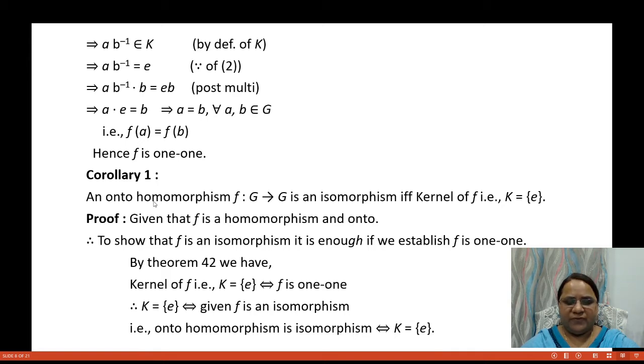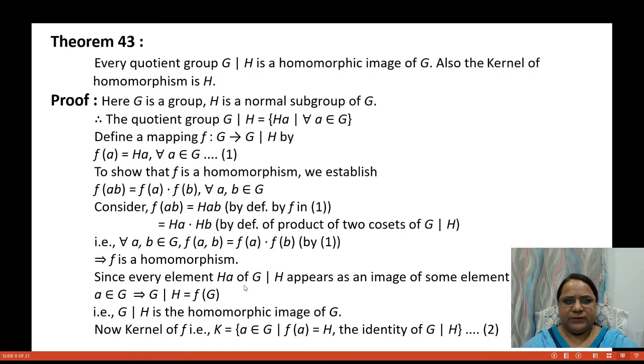Corollary: a onto homomorphism f from G to G bar is an isomorphism if and only if the kernel of f, that is K, is equal to e. Now we'll prove that given that f is a homomorphism and onto, to show that f is an isomorphism, it is enough if we establish f is 1-1. By theorem 42, we have kernel of f, that is K is equal to e, if f is 1-1. So K is equal to e given f is an isomorphism, that is, an onto homomorphism that is 1-1 is an isomorphism. So K is equal to e.